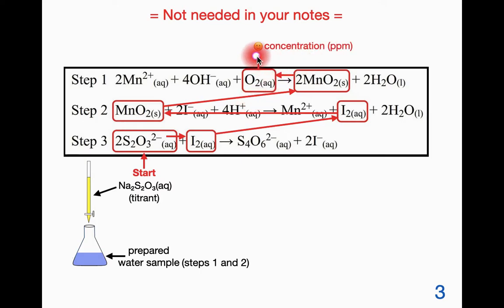Now the amount of oxygen that you had in your water sample, we're going to be measuring in a unit called parts per million, and it's exactly like it sounds. If you had 1,000,000 molecules of water, and within that 1,000,000 molecules of water you had 1 molecule of oxygen, well then it would be 1 part per million.